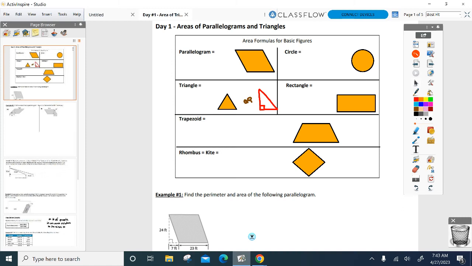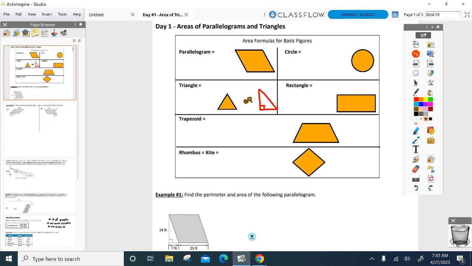All right, what do you say? We're going to start with basic figures first. Today we'll talk about parallelograms and triangles. Tomorrow we'll talk about trapezoids and kites, but I'll give you all the formulas right now and tell you what each of them means. Parallelogram.